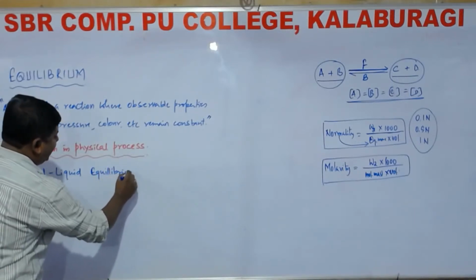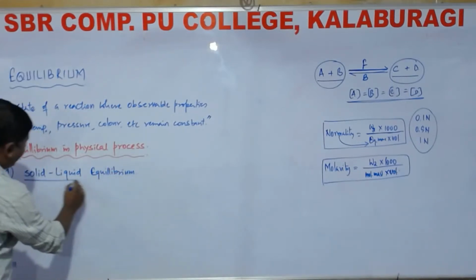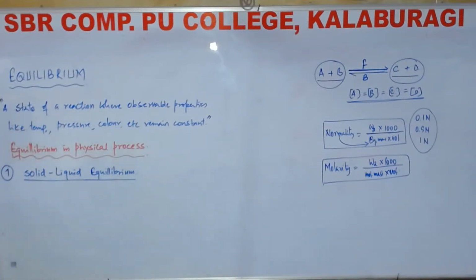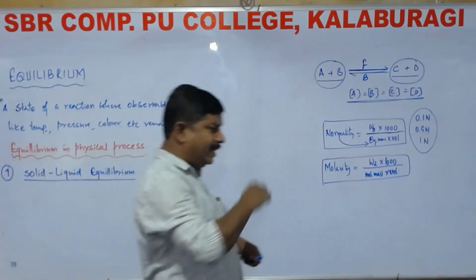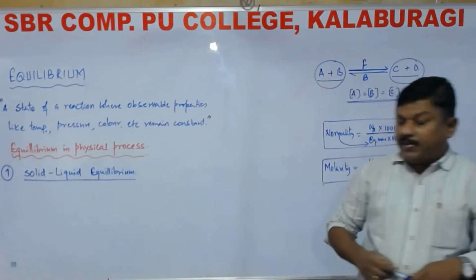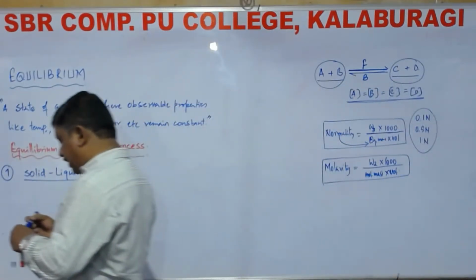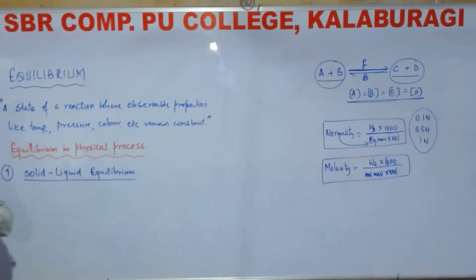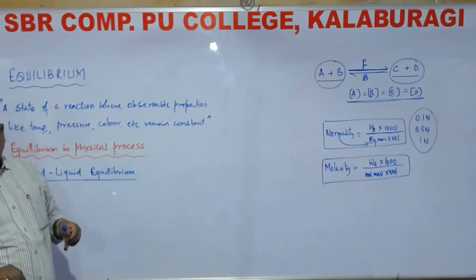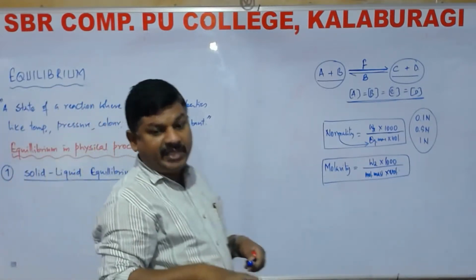How can equilibrium be established between the solid and liquid state of a substance? Equilibrium is going to be possible here. If you take a thermos flask, where temperature remains constant, it is an isolated system, you are going to place a certain amount of water as well as a certain amount of ice cubes.